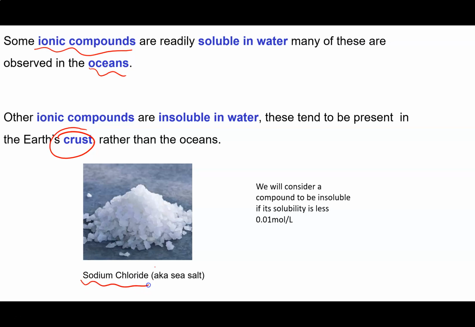So sodium chloride is our go-to soluble ionic compound because it's very, very soluble, and for this reason it's known as sea salt, because it's found in the ocean. It's one of the major ionic compounds in the ocean. Now there is some debate about when you declare something to be insoluble, and for us we're going to say that something is insoluble if its solubility is less than 0.01 mole per liter.